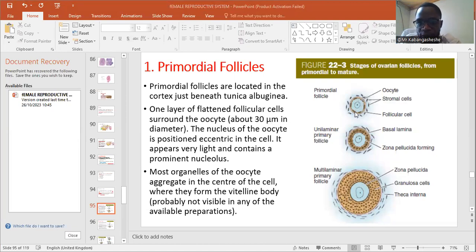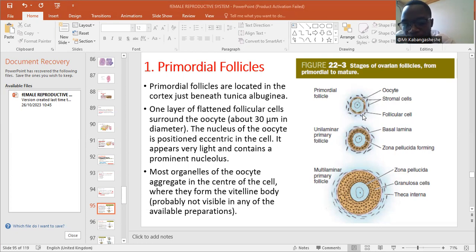Okay. So at this stage, we are going to have two different types of primordial follicles. We have a primordial follicle surrounded by follicular cells, which are flattened.